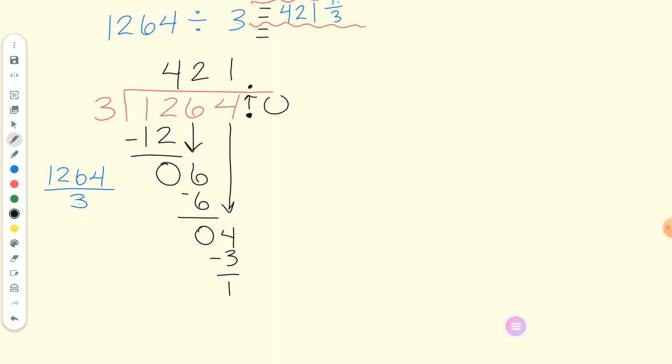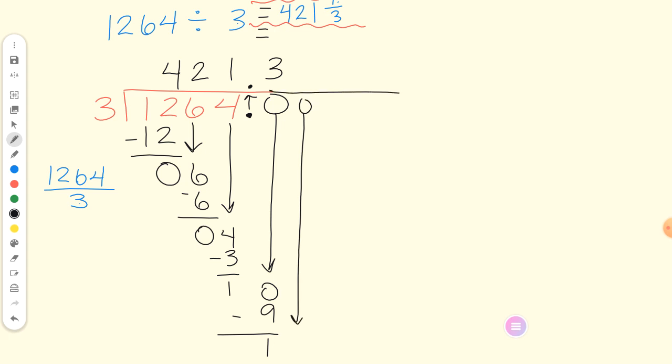If I add a 0 and drop it, how many times does 3 go into 10? 3. So I put a 3. 3 times 3 is 9. Subtract, I get a 1. What can I do? Drop another 0.